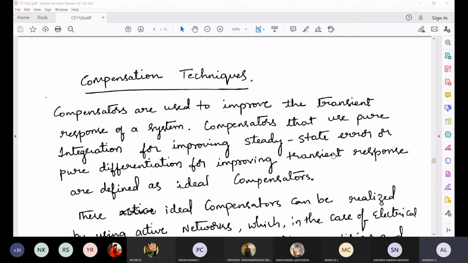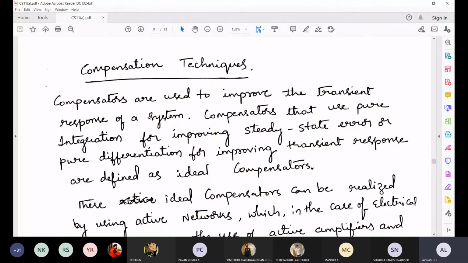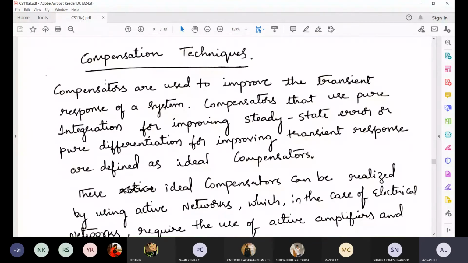So here what exactly is happening is compensation techniques. Here compensators are used. So next topic, please take down, all of you. The next topic is compensation techniques. Okay.